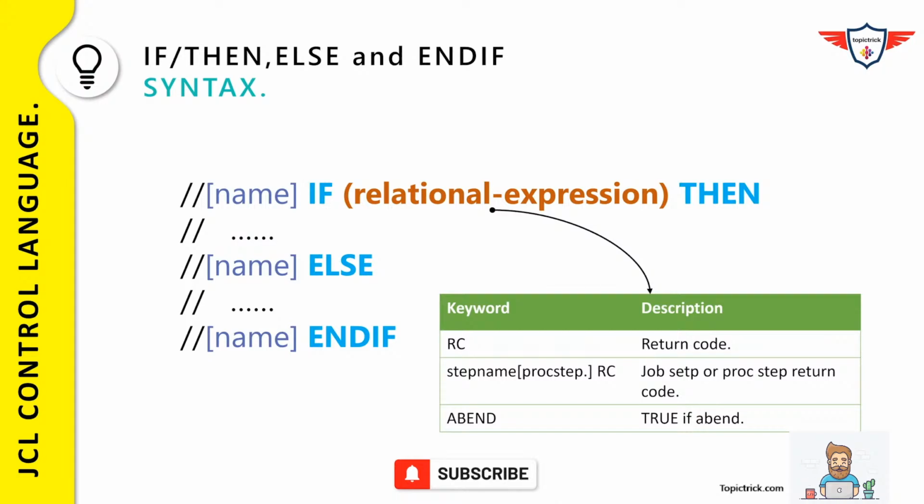And in order to specify the relational expression or condition in your IF THEN ELSE statement, you can use the keyword RC followed by an operator and then a specific value that you want to check. RC is generally used to specify the return code of a previous job step. And if you want to specify the return code issued by a specific job step or a procedure step, then you can use stepname.RC or procstep.RC.